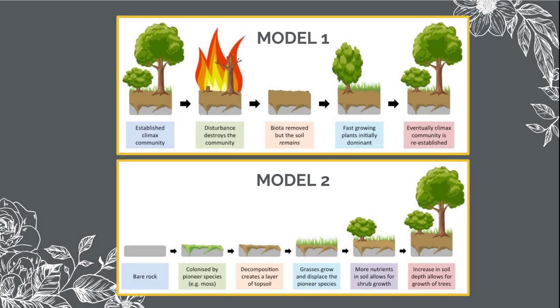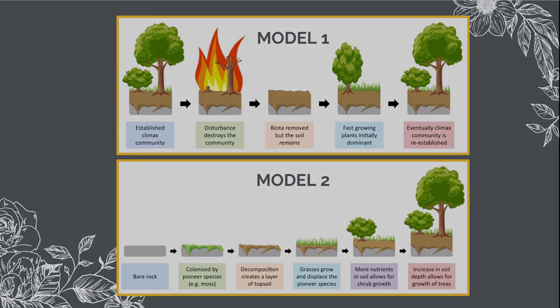So here we have two different models of succession. One of these is primary succession, and one of these is secondary succession. You're going to want to look underneath the pictures that are explaining what's going on to help you figure out which model is which. So that wraps up our little set of notes on ecological succession. Hopefully at this point you're able to tell the difference between primary succession and secondary succession.